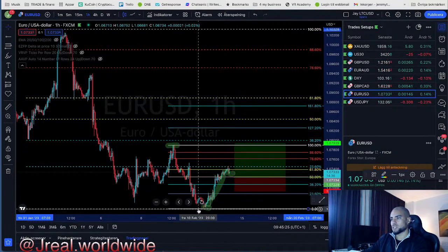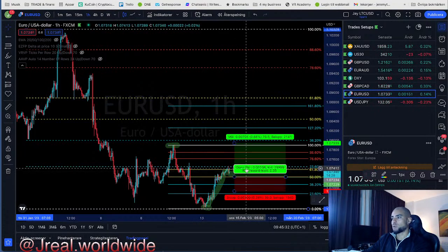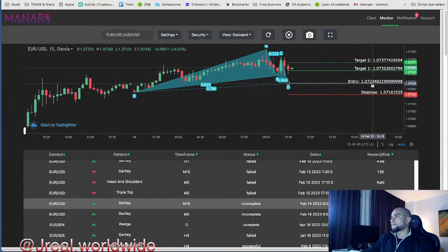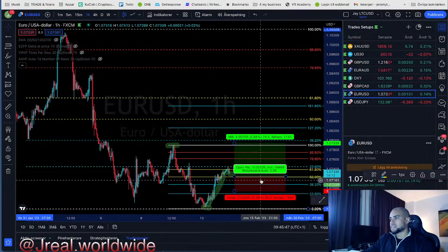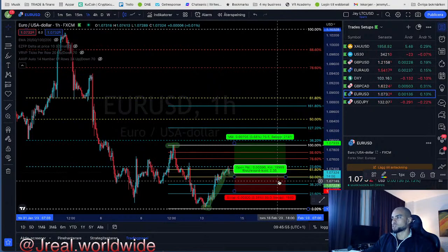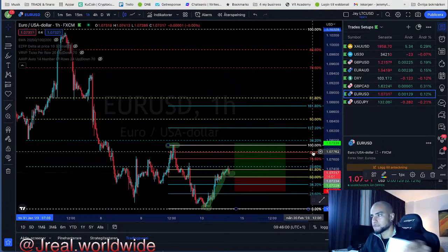Alright, so from this top to this bottom, we pull Fibonacci, and what do we see? We see that the market has come into the sweet spot zone, the 50% to the 61.8% Fibonacci retracement. That's the yellow zone. And Manara is giving us a trade at 1.0723, and that is at the bottom of the sweet spot zone, the 50% Fibonacci retracement. Now I like that. That correlates nicely.